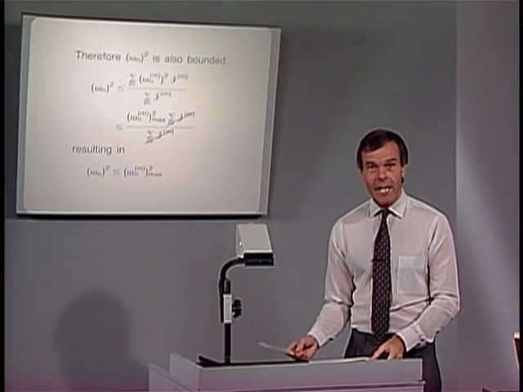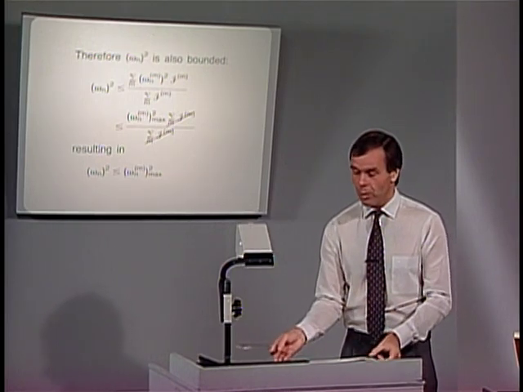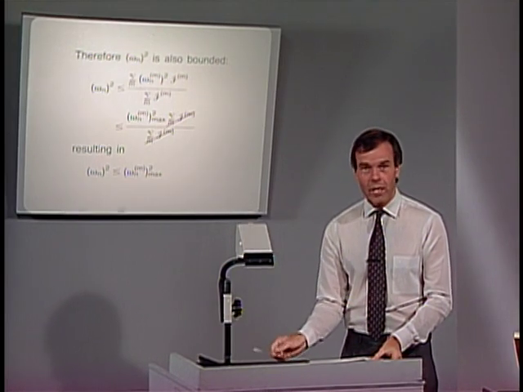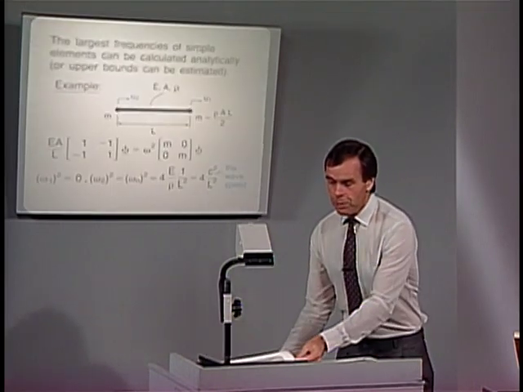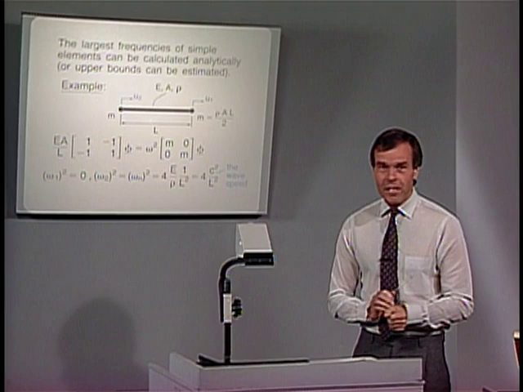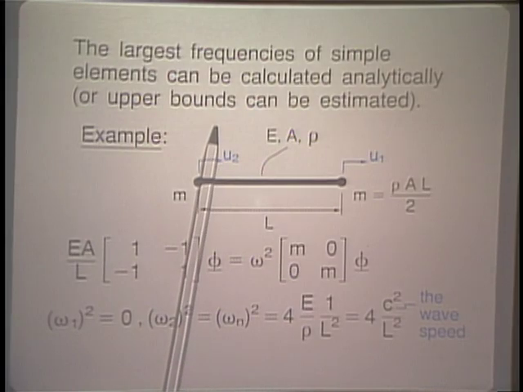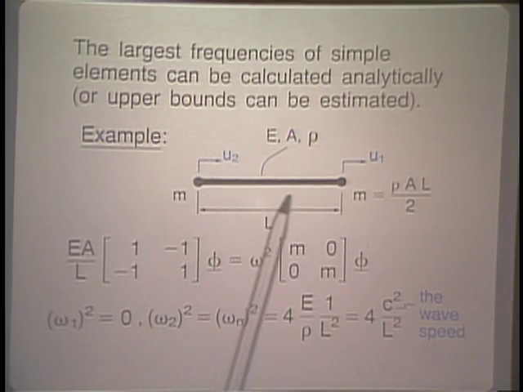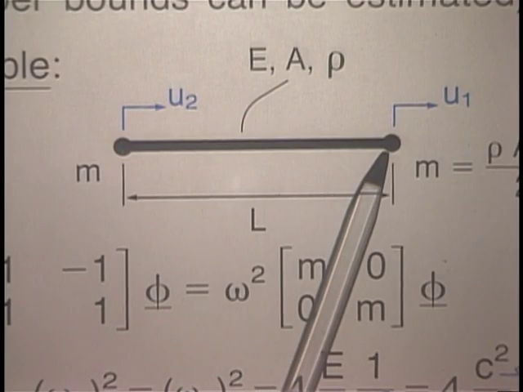And once again, if you are not familiar with the Rayleigh quotient, please look up the information in the textbook, after which I think you can quite easily follow this proof. The important point now is that the largest frequencies of simple elements can be estimated analytically. Sometimes we can calculate them exactly. And here we have a case where we can calculate the largest frequency of the element exactly.